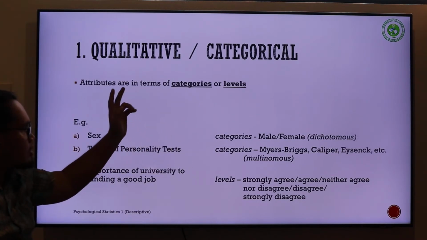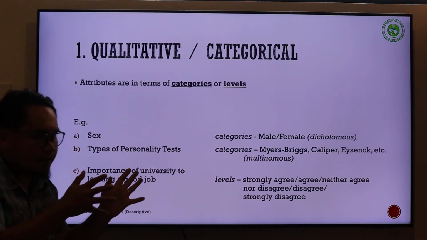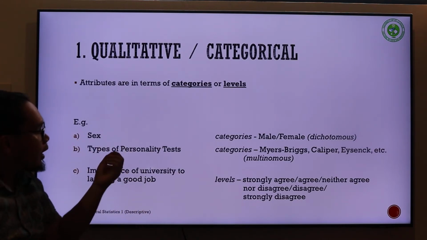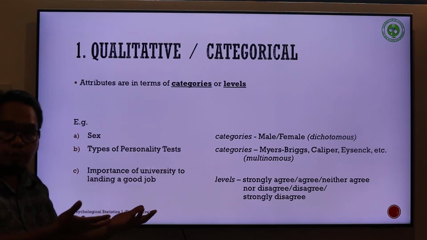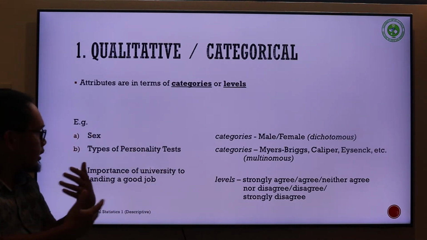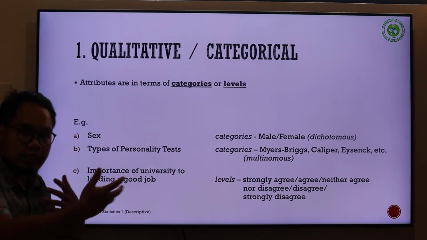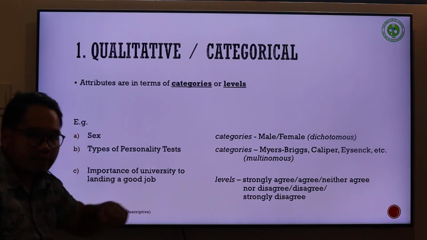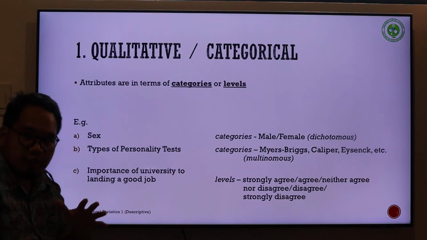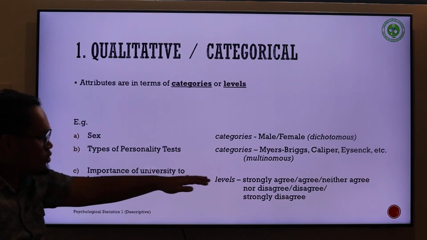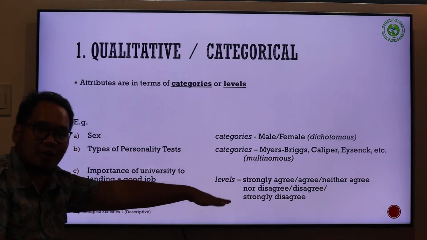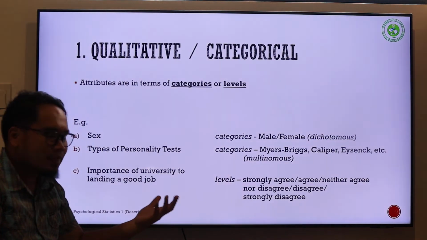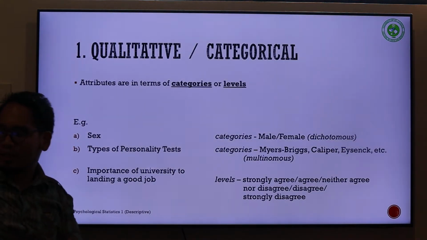So categories are considered to be equal. For example, male, female, they're considered to be equal. Myers-Briggs, Caliper, they're considered to be equal. They are different attributes, but they're considered equal. It depends on you what is the proper option for you. But for levels, they are not considered equal. Strongly agree is pretty much stronger than agree. Strongly disagree is pretty much stronger than disagree. So there are levels being considered here, not only categories.